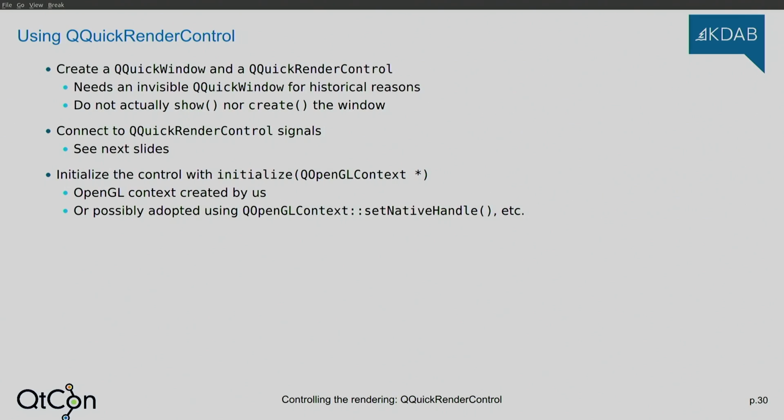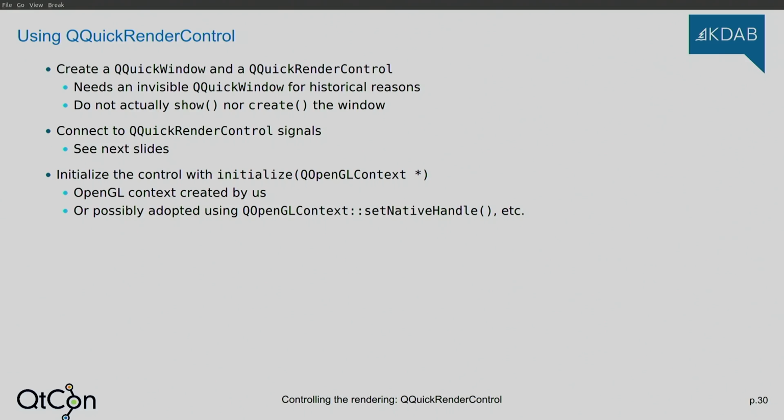How do we use this guy? This QQuickRenderControl class is always used in conjunction with a QQuickWindow. QQuickWindow is once more a window that we would use to show something on the screen. However, in practice, we need to create a QQuickWindow for that guy, but never use this QQuickWindow itself. So we're going to create an instance of it, but never show or create it. Okay? Actually, it's going to crash if you do that, so don't do that.